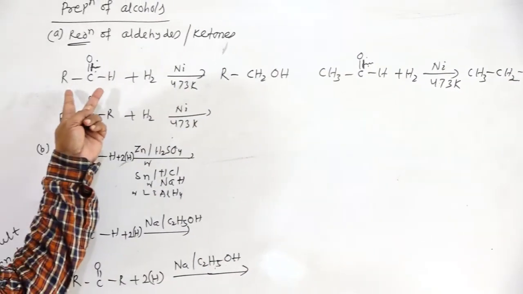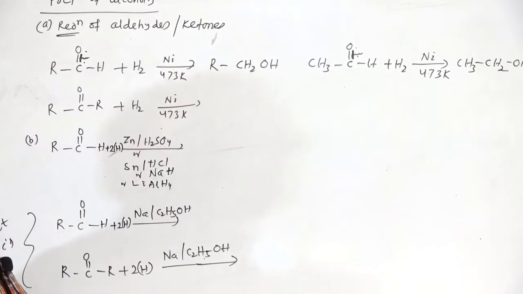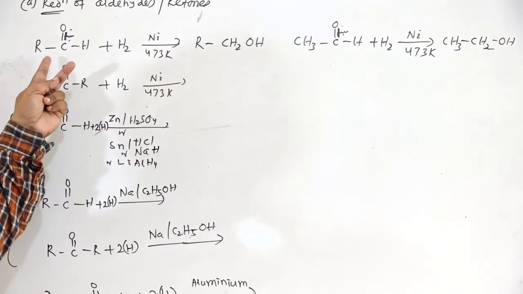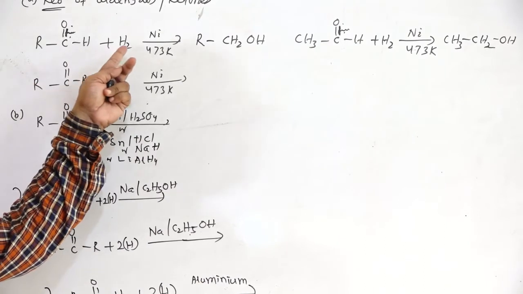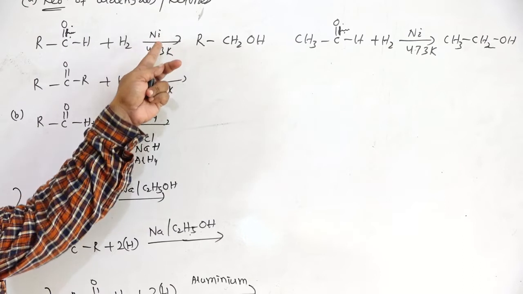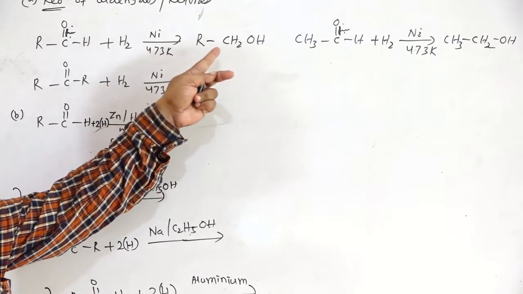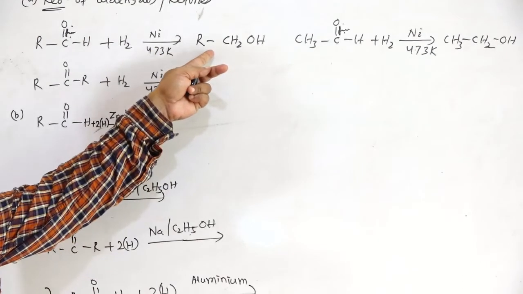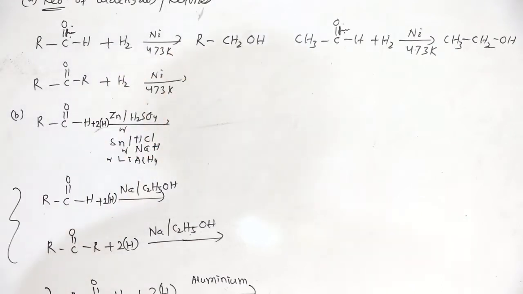So in the first case, there is the formation of a primary alcohol. Aldehydes, when reduced, that is, added with hydrogen in presence of nickel at 473 Kelvin, form a primary alcohol.